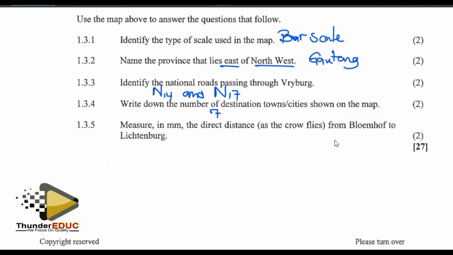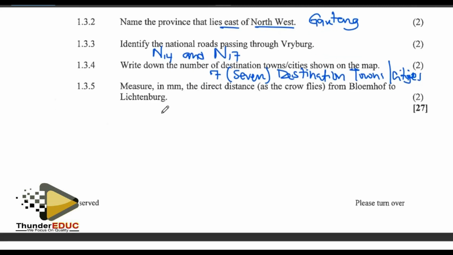7 destination towns or cities. That's it. Okay, here we go.